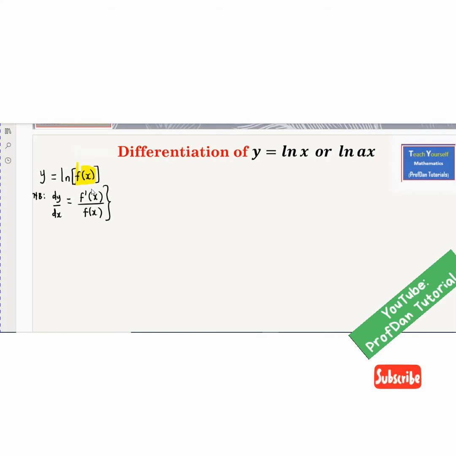So in general, if you have, let's say, y equals ln of x, with what we've just done now, your differentiation of y with respect to x is going to give you, just simply look at the function, which is ordinary x. When you differentiate x, what do you have? 1 over the function x. So that is your answer.